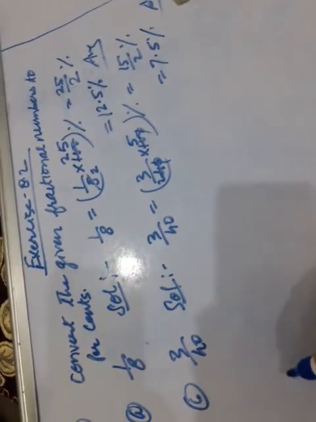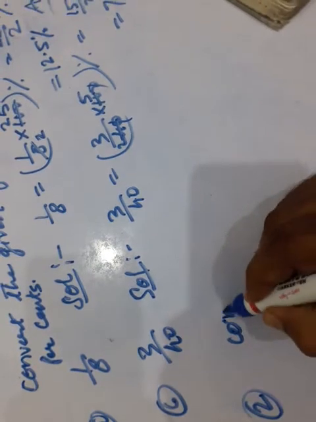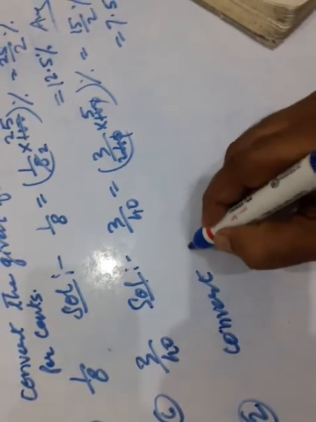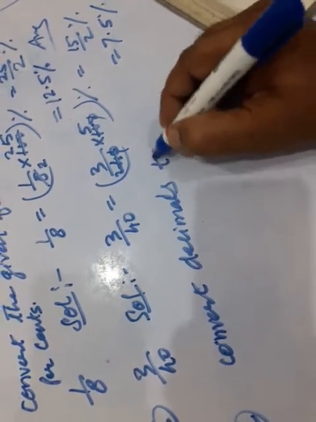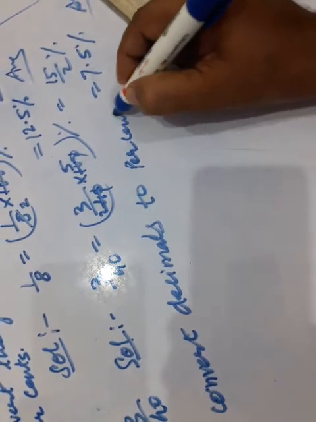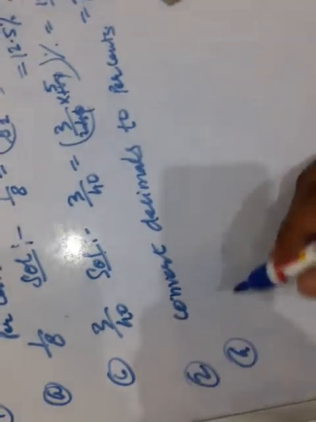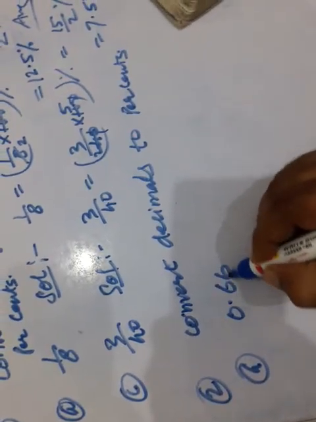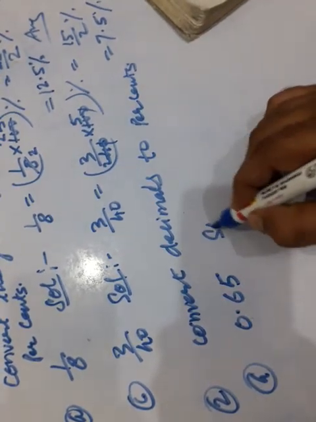Now let us see question number 2. Question number 2 states: convert the given decimals to percents. Okay, children, let us take it. 0.65. 0.65 is a decimal number that has to be converted into percent.